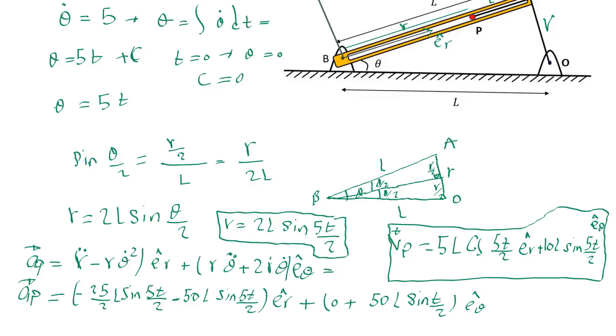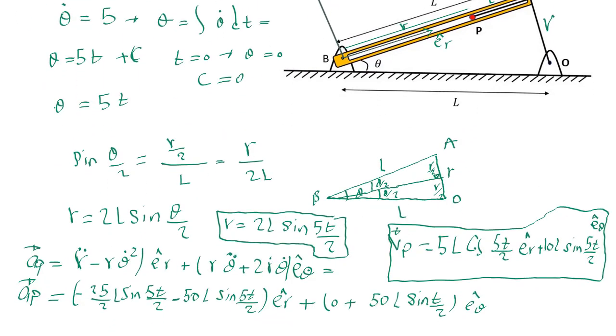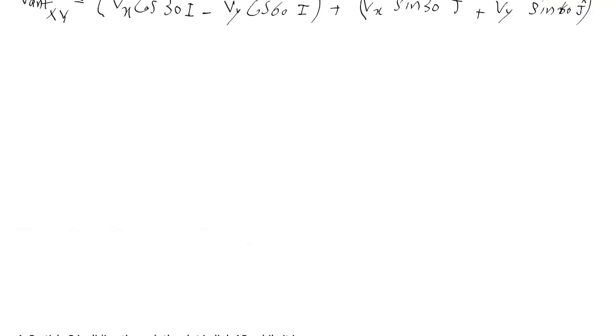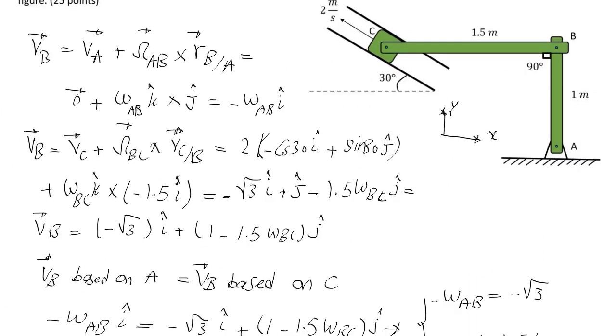So before just posting this video online, I checked the solution to make sure that I have done all the calculations right. And actually I figured out that we have made a mistake here in question 2. When we said that RCB is equal to minus 1.5 in the I direction, that's correct, that's RCB, but here we should write down RBC. So let me correct this.